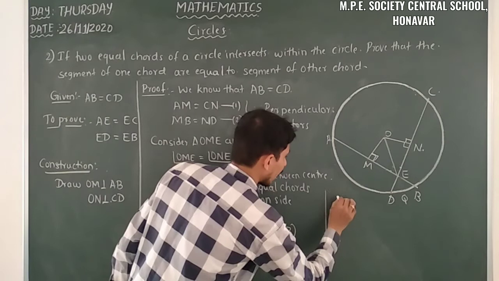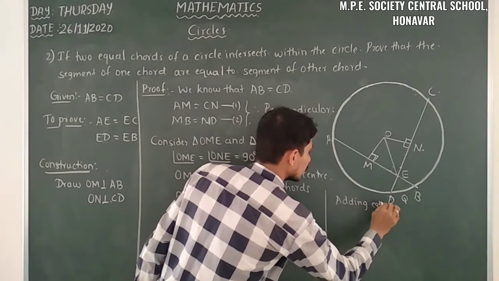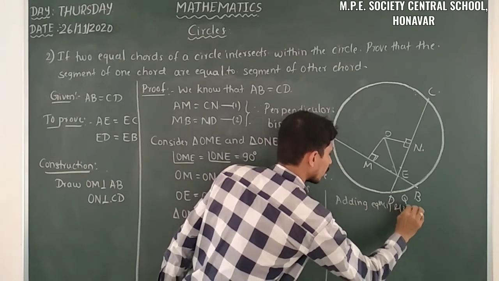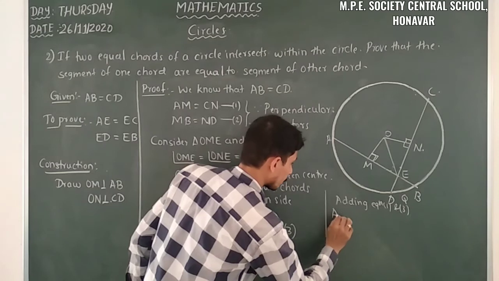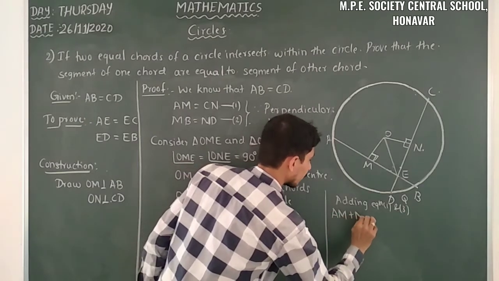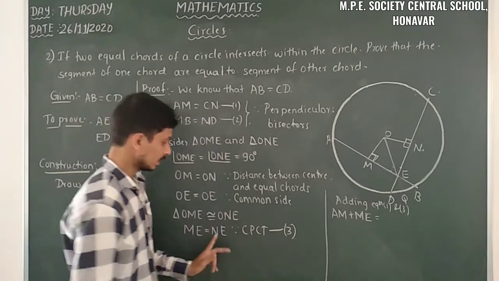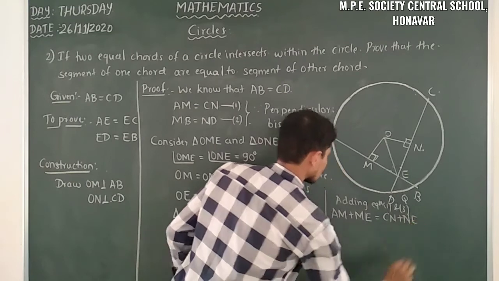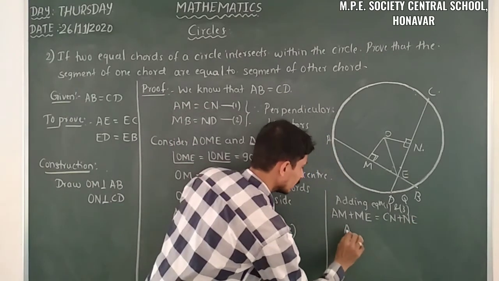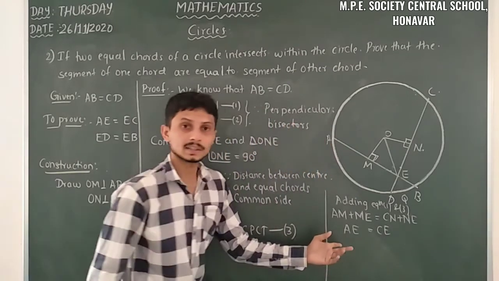Firstly, I will add equation 1 and 3. So what do we have here? AM plus ME is equal to CN plus NE. So what do we get here? AE is equal to CE. We get the first result.